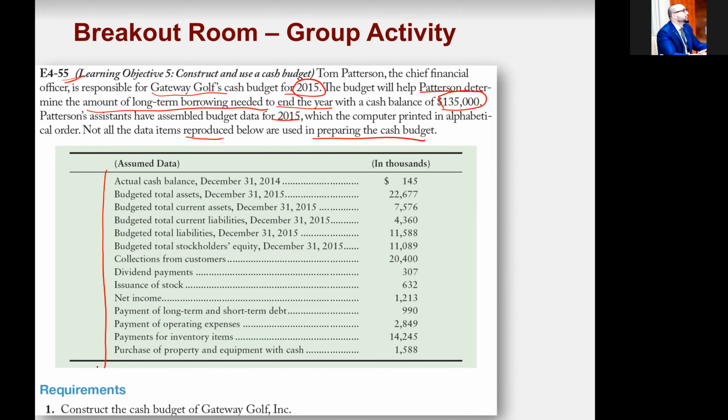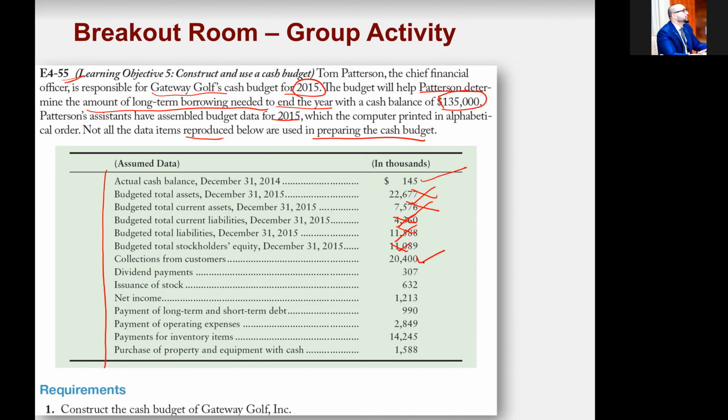Needed for the cash budget. Actual cash in December 2014, this would be the opening cash balance, we would be needing that. Budgeted total assets, we don't need that. Budgeted total current assets, we don't need that. Budgeted liabilities, we don't need that.